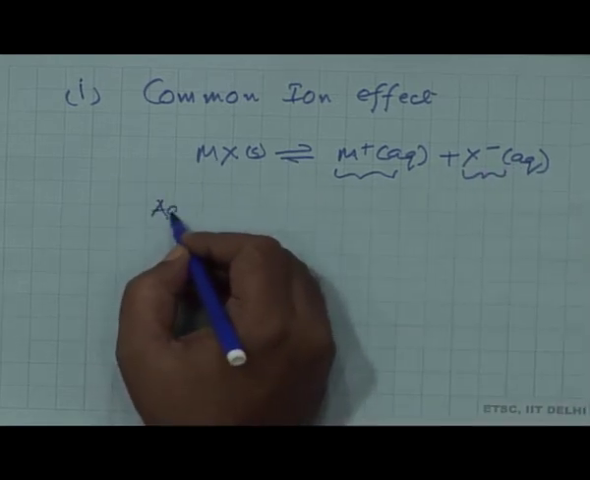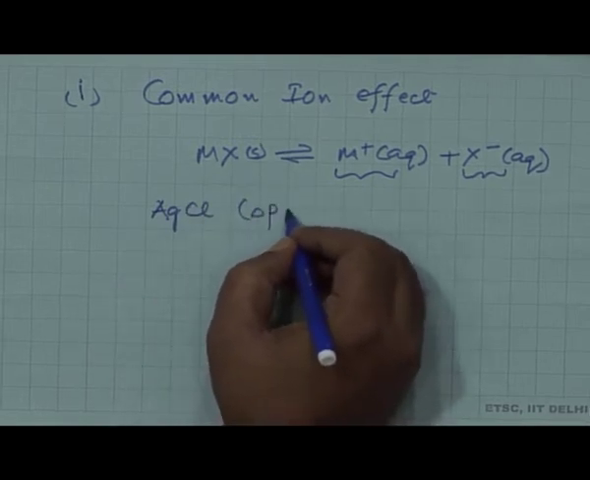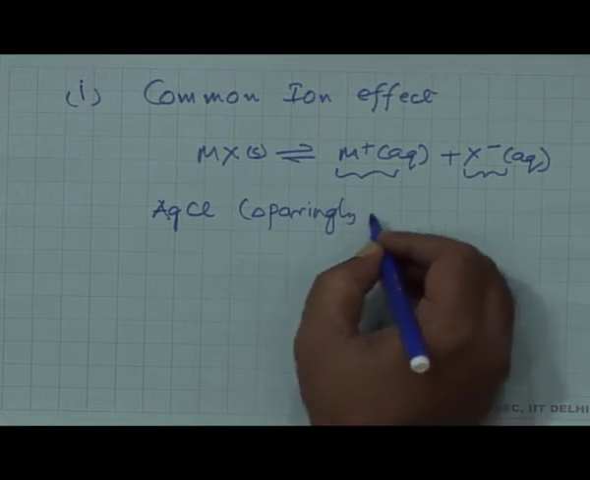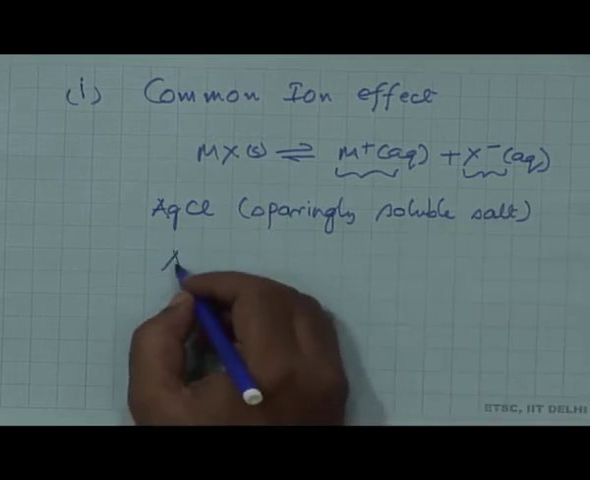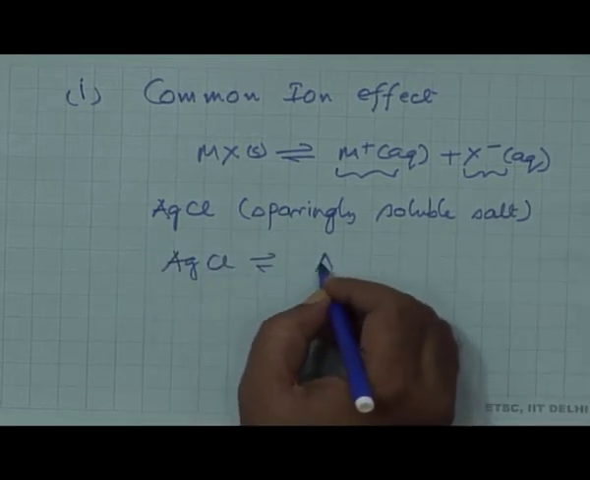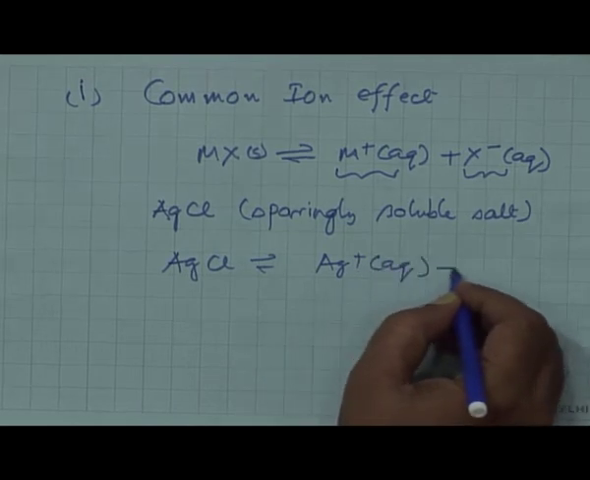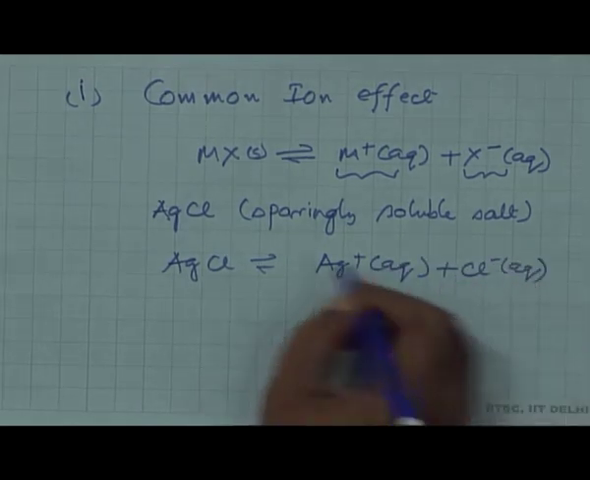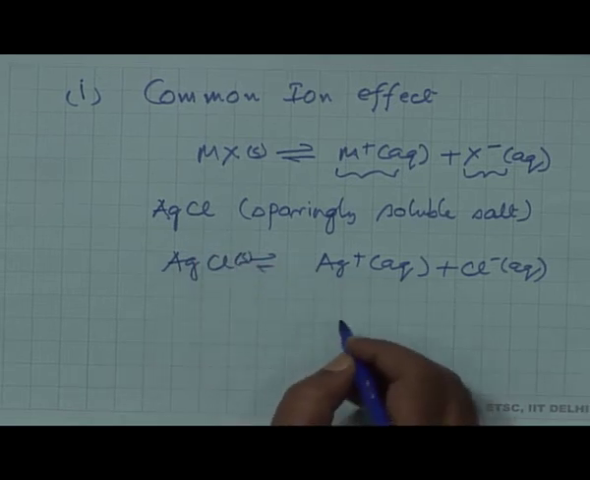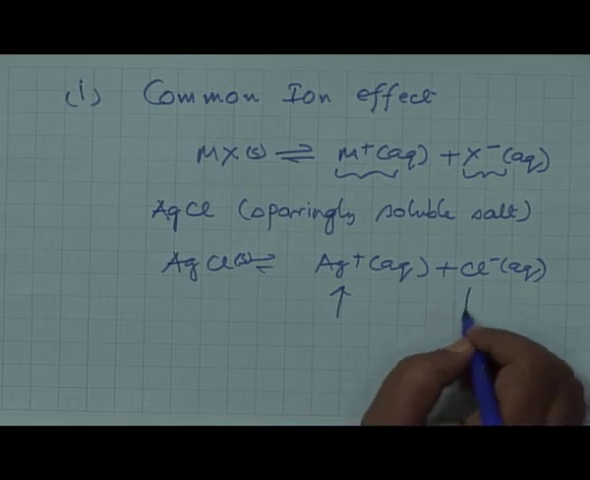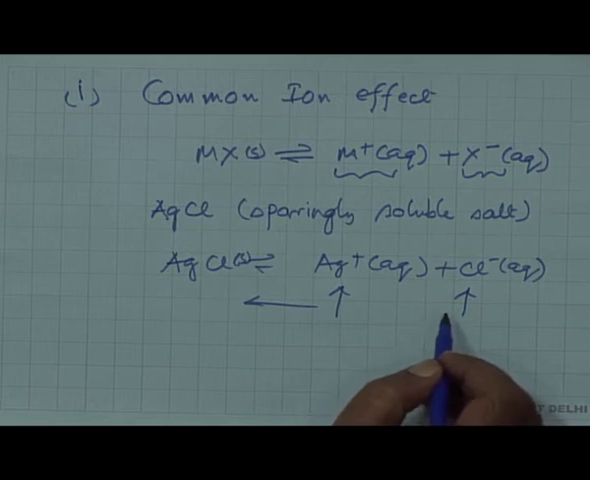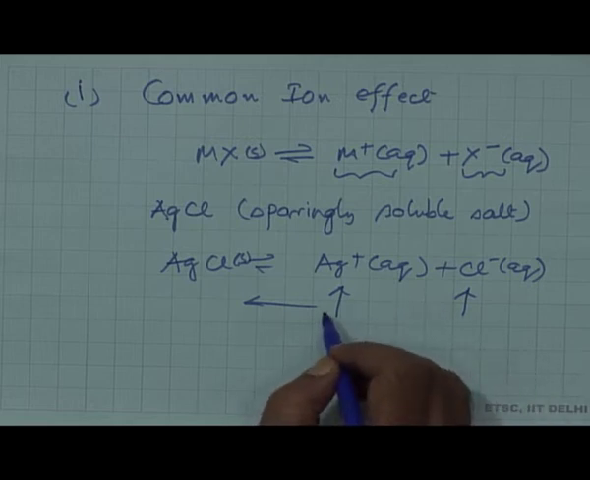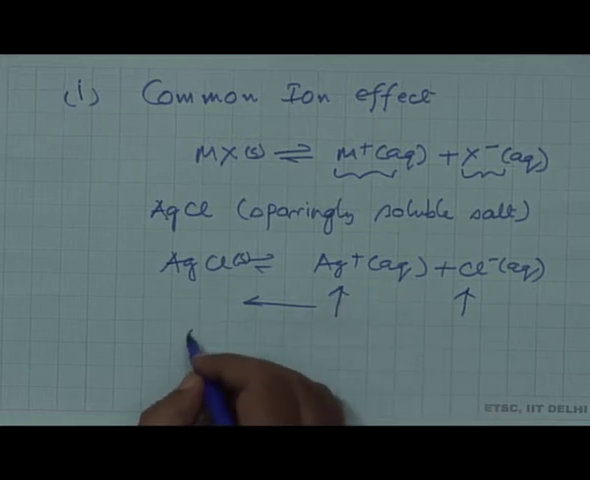For example, if suppose we start with AgCl, which is a sparingly soluble salt, it breaks into Ag plus aqueous plus Cl minus aqueous. This is solid form. So, suppose if I add Ag plus ion or Cl minus ion, the equilibrium will shift toward this and solubility will decrease.